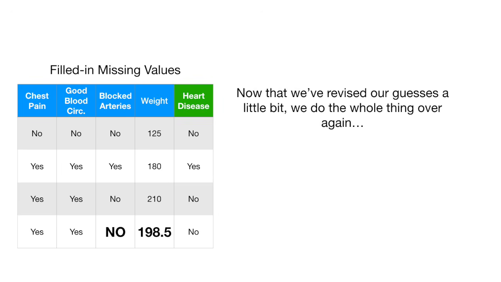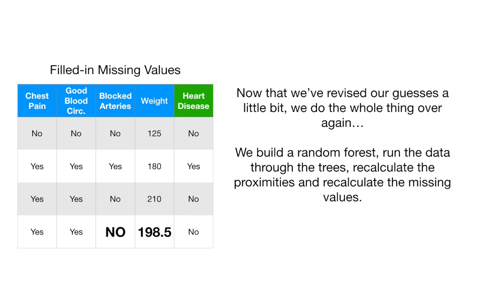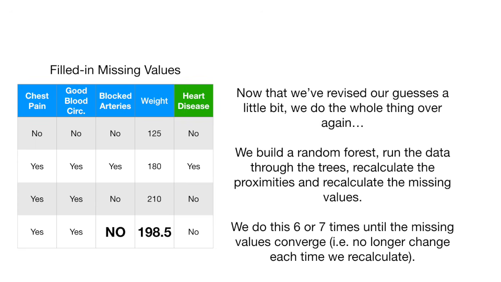Now that we've revised our guesses a little bit, we do the whole thing over again. We build a random forest, run the data through the trees, recalculate the proximities, and recalculate the missing values. We do this 6 or 7 times until the missing values converge, i.e., no longer change each time we recalculate.